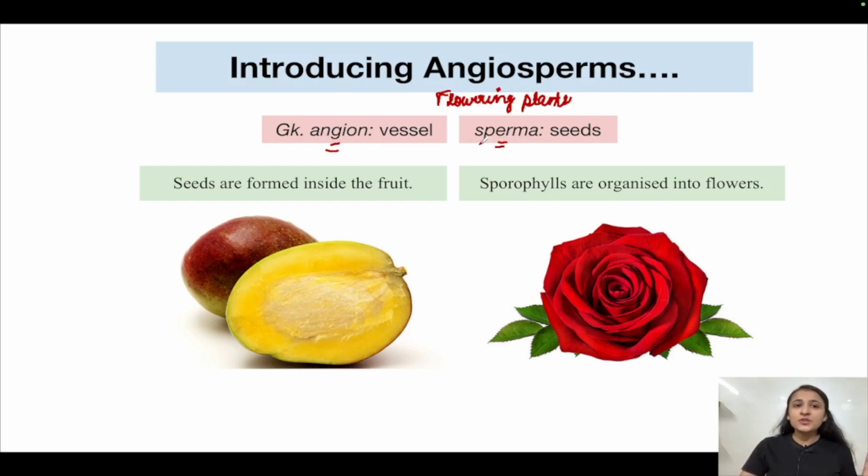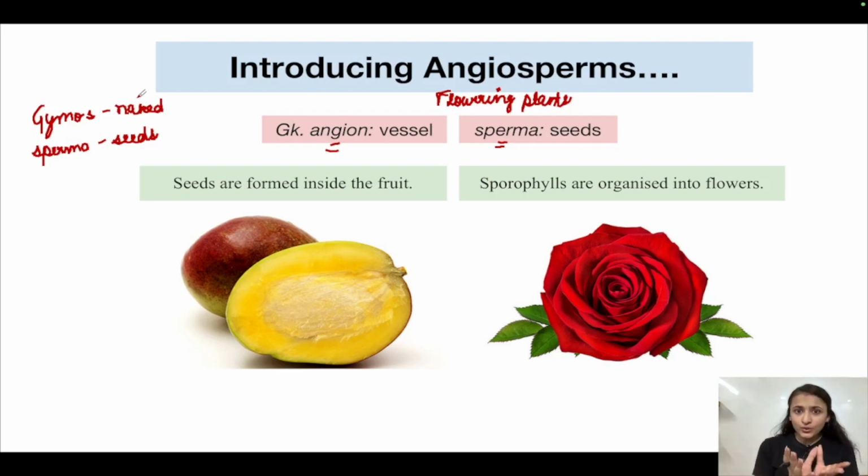Now in gymnosperms we saw that gymnos means naked and sperma means seeds. So gymnosperms are the group of plants which have naked seeds. That is, the seeds are not surrounded by a fruit wall, or the ovule is not surrounded by an ovary wall. But what happens in angiosperms? Angion means vessel and sperma means seeds.